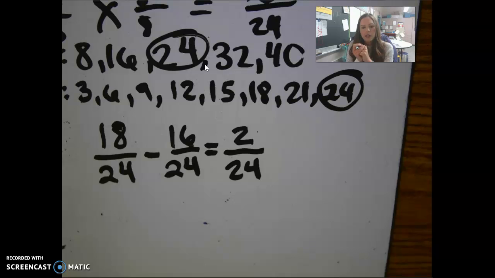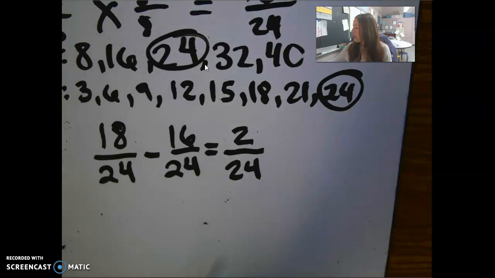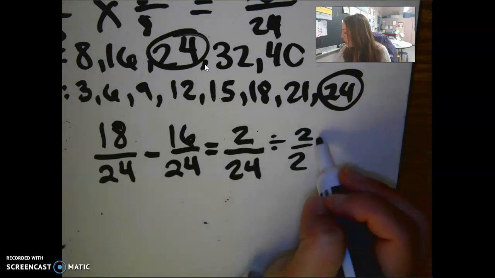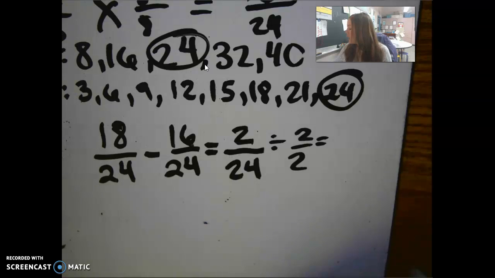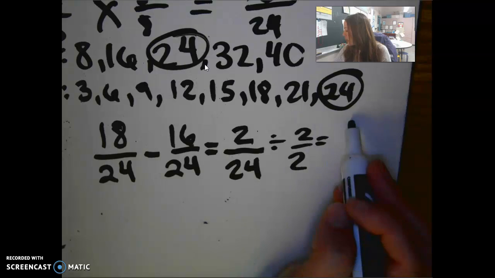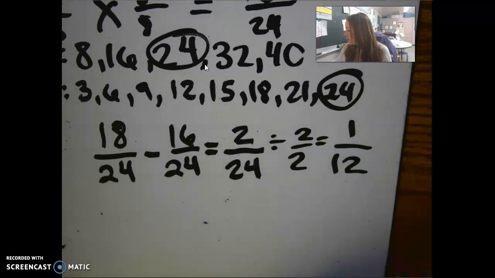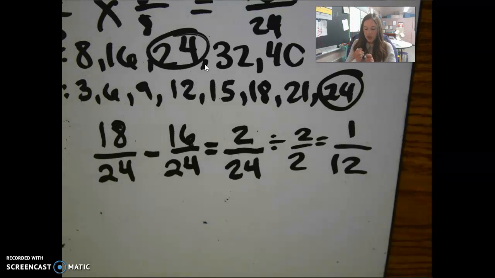My very first one is, can the top number go into the bottom number? Well, can 2 go into 24 evenly? It can. So if the top number can go into the bottom number, then you need to divide the top and the bottom by that top number. So that means we'll divide them both by 2. 2 divided by 2 is 1, and 24 divided by 2 is 12. So my answer is 1/12.